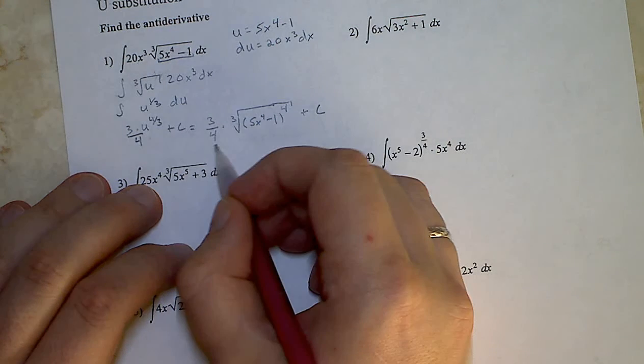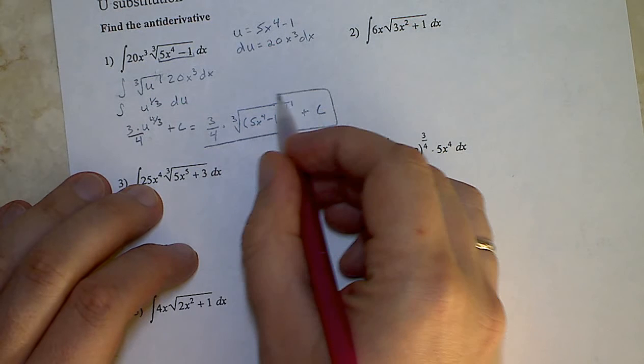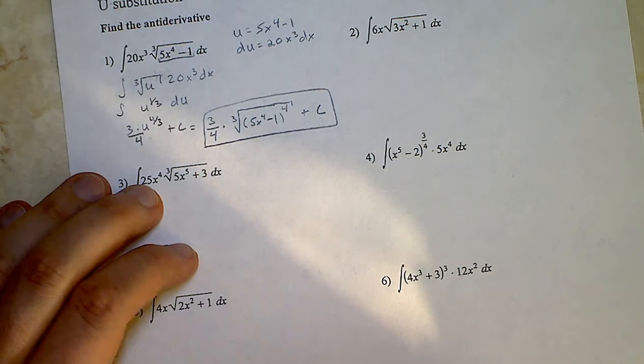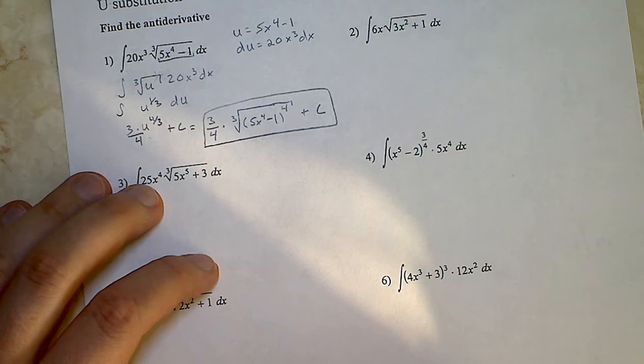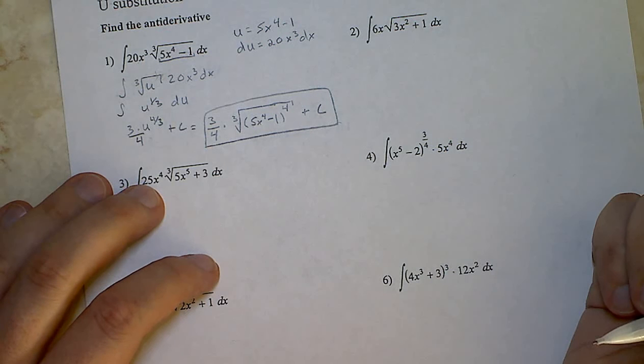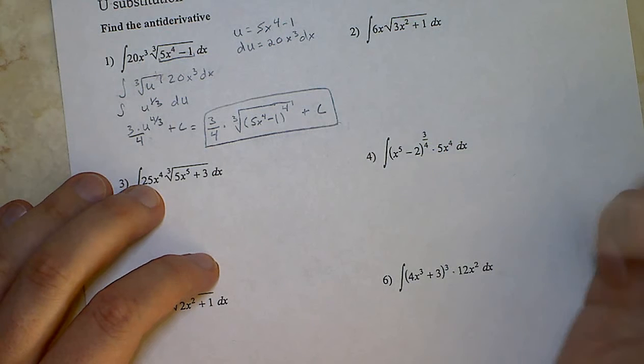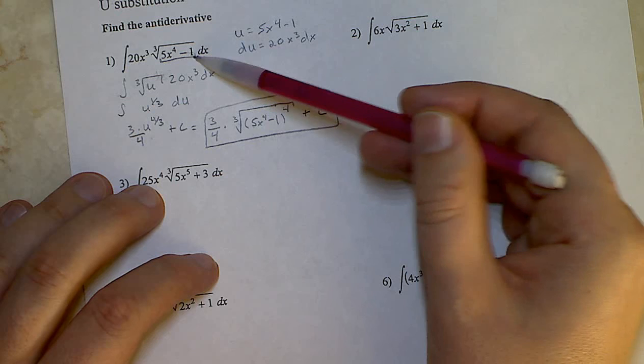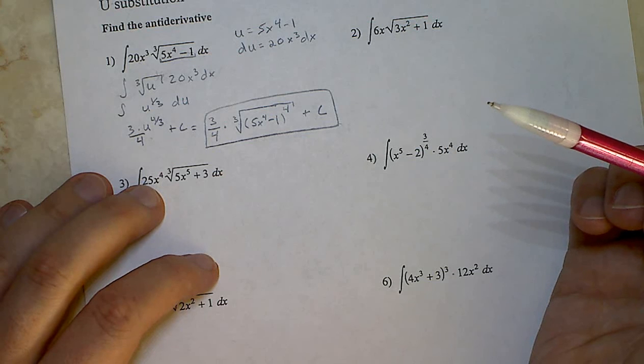Now, can we leave it like that? You don't have to do the 4th. No. Okay. Thank you. And so then this would be the antiderivative of that. Kind of, sort of.